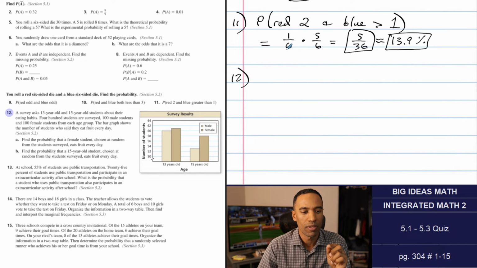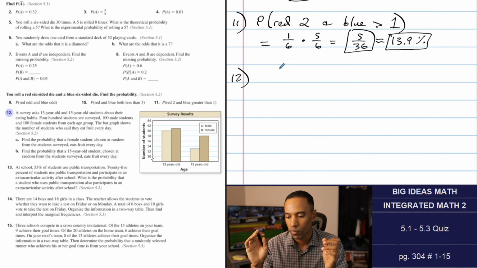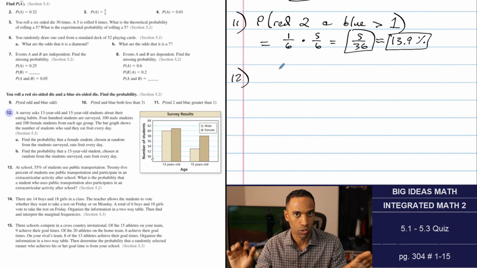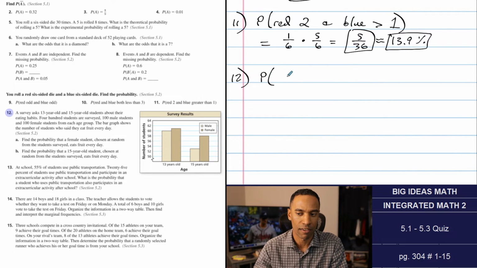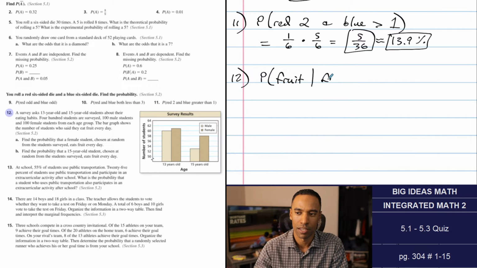All right, find the probability a female student chosen at random from the students surveyed eats fruit every day. So that a female student chosen at random. They're not saying that any student chosen at random. So we're talking about given that we have a female, they eat fruit. So fruit given female.